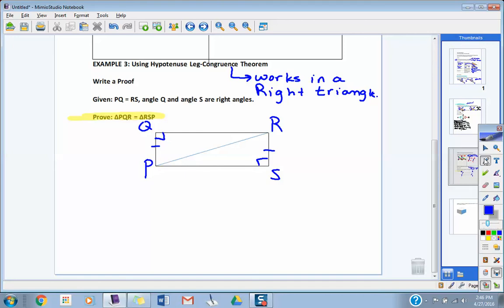All right, let's roll with this. In any little T-chart for a two-column proof, every single time, what are you always going to start out with? What are you going to do? Given. So what's the first thing that's given? PQ equals RS.